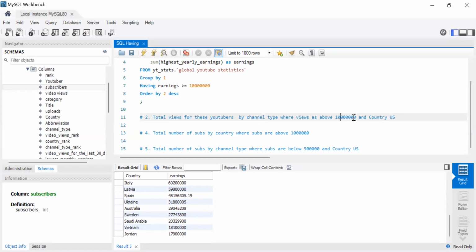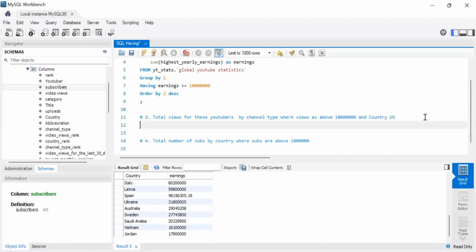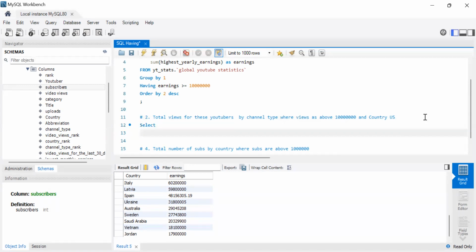Okay, let's do 10 million first and we'll do 1 million. We see if it's realistic. But we are only interested in the US. And this is going to be an interesting one because we're going to group by two things. So we want to select.